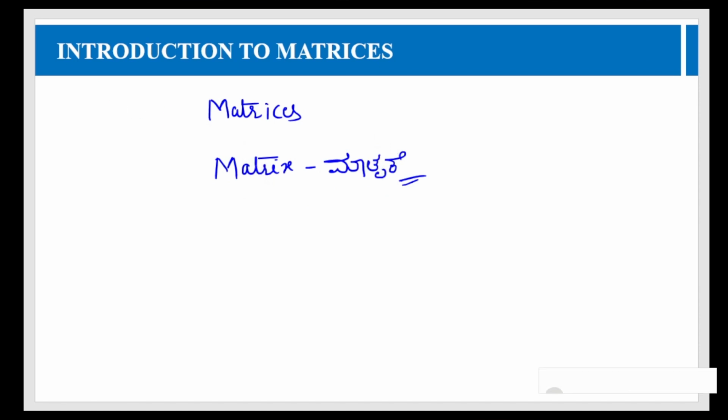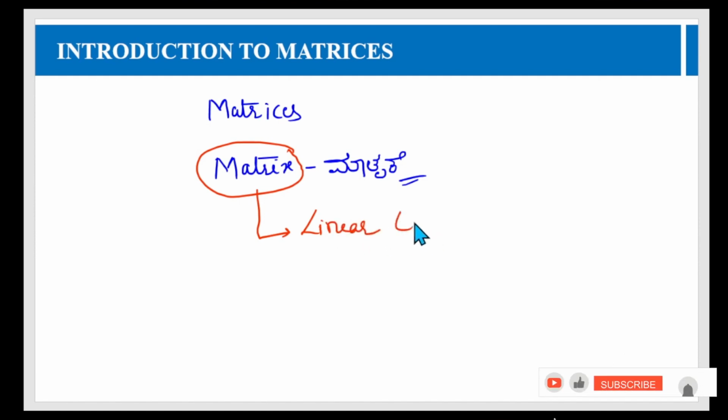The concept of this matrix actually was originated in solving linear equations, system of linear equations with many variables. With 2 or 3 variables, it is very easy. If the number of unknowns is more, it is very difficult to solve by some regular methods. In that case, they invented the concept of matrix to solve system of linear equations.